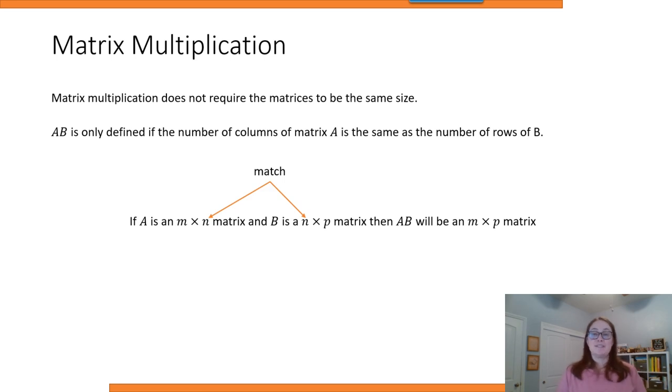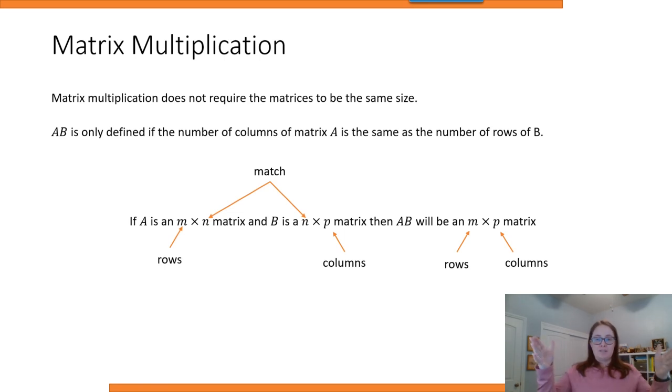And then to get the size of that answer, that product matrix, I would take the rows in matrix A and the columns for matrix B, and that would give me the size of A times B. So I have an M by P matrix here. And again, it's kind of a mind bender. It takes some practice to get used to this, but that's what we're looking for. Those are the values we're trying to match up in order to multiply them. And the outside values are the ones that we're using for the size of the answer matrix.